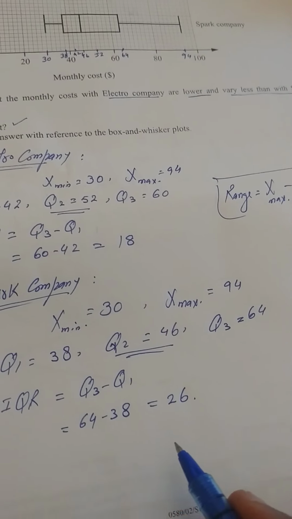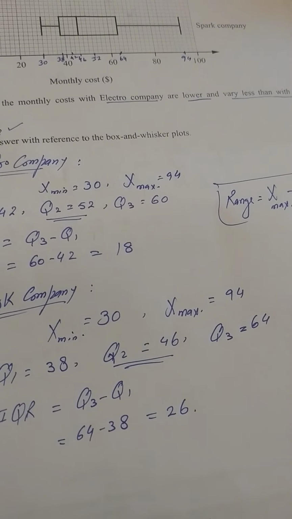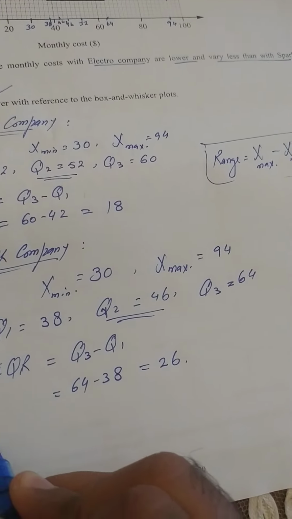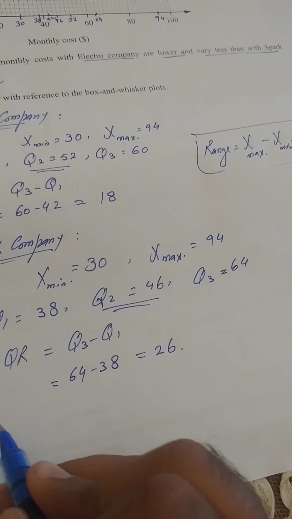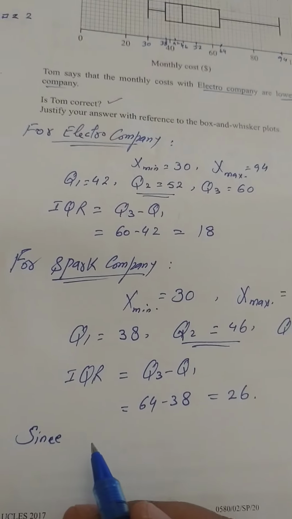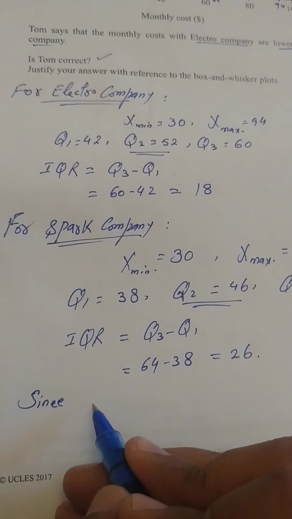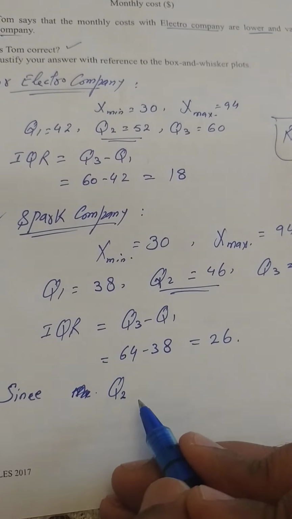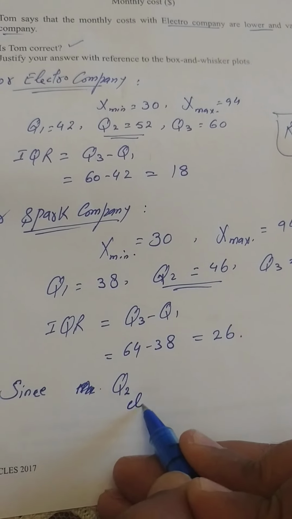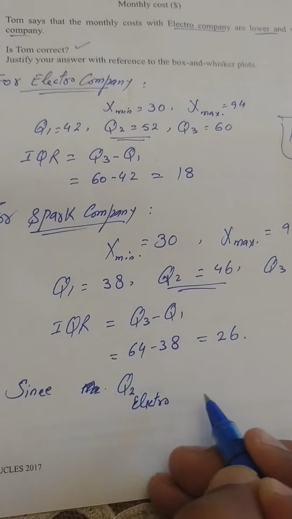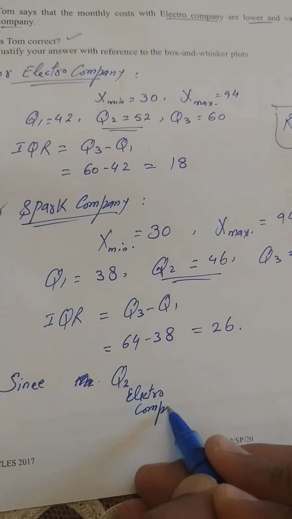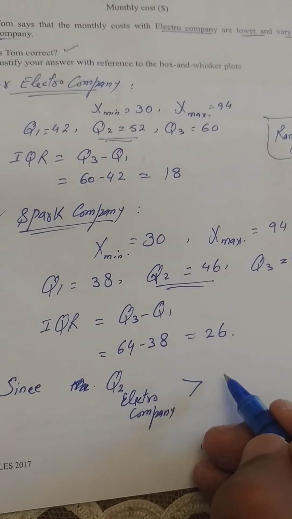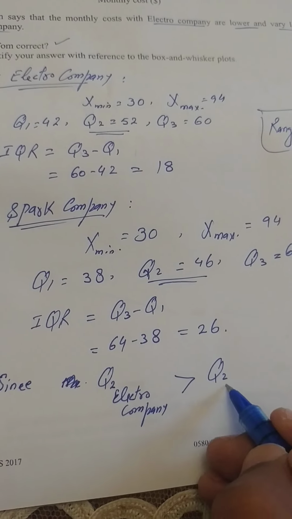Here is bigger. So you can finish your answer: since Tom is correct because the median, or Q2, of the Electro company is bigger than the median of the Spark company.